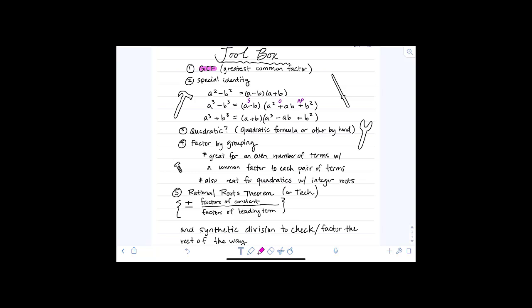Okay, the next thing you want to look for is maybe you have some sort of special form. So if you have a difference of squares, which we saw already, that's one common one. So a squared minus b squared. This one would be a difference of squares. And it factors as a minus b times a plus b. Okay, next would be the difference of cubes.